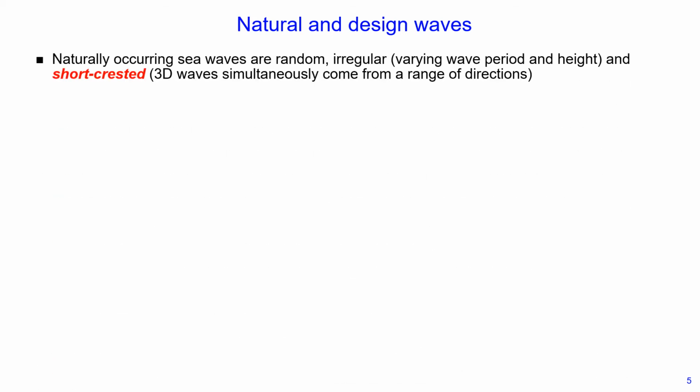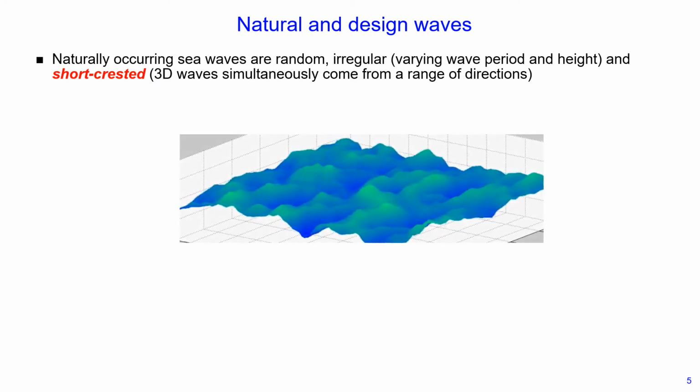Working with waves, engineers work with design waves, because natural and design waves are quite different. Naturally occurring sea waves are random, irregular, they have varying wave height and varying wave period, and they are short-crested. These are 3D waves simultaneously coming from a range of directions. And this is how they look.